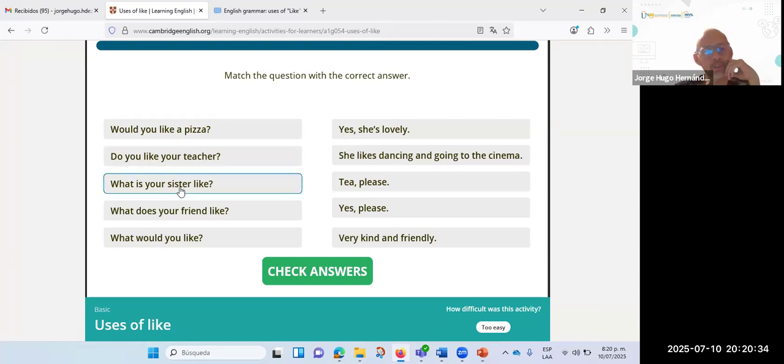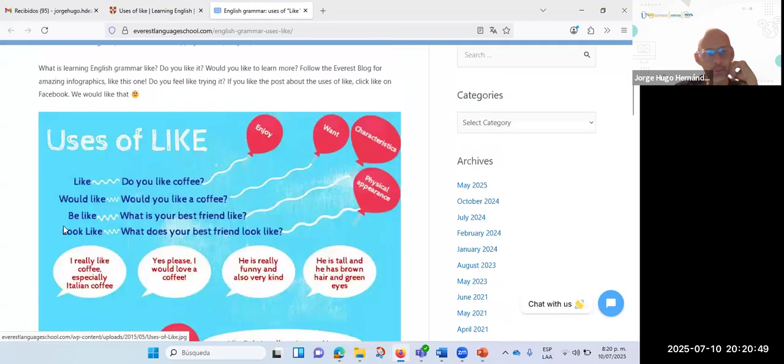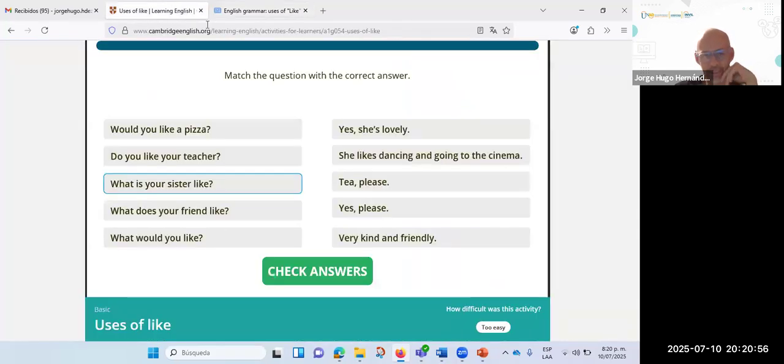When we ask, what is your sister like? You are using the verb to be and the verb like, no? So when we are using the verb to be and the verb like, we are asking for characteristics, no? Characteristics.